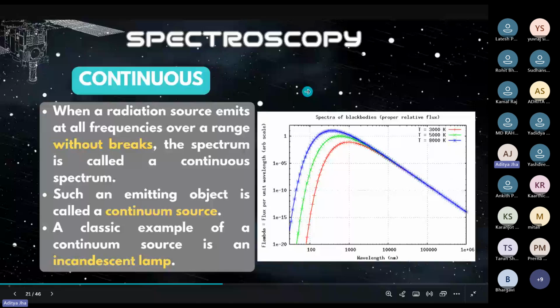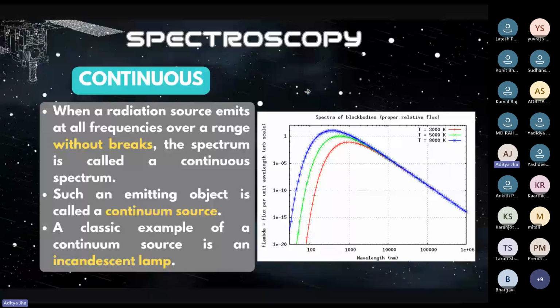First is the continuous spectrum. When a radiation source emits at all frequencies over a range without breaks, the spectrum is called a continuous spectrum. So if you're receiving a range of frequencies from a source, and you receive all of those frequencies without any breaks, that spectrum is called a continuous spectrum.